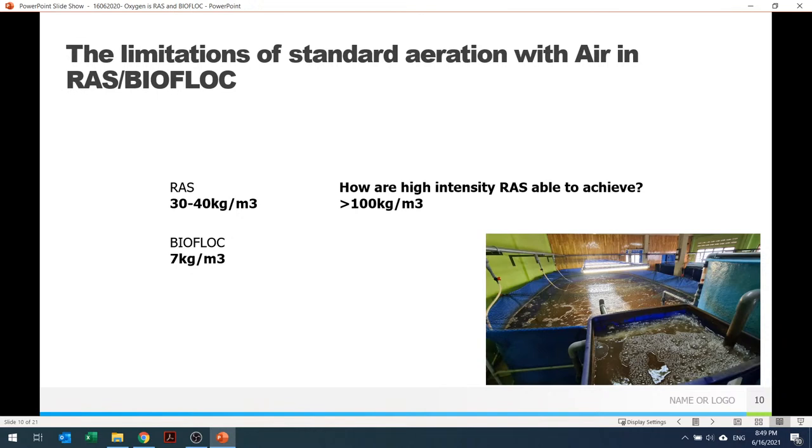But for those using a pure oxygen system, there is documentation that you can reach up to 10 to 12 kilograms per cubic meter. So that's a really important distinction between low intensity RAS and high intensity RAS. Although everybody likes to say they're running some sort of high intensity RAS system, do check their numbers on how much fish they are actually putting in per cubic meter. If they are exceeding 40 kilograms per cubic meter, there is no way they are doing it just by using air aeration methods.